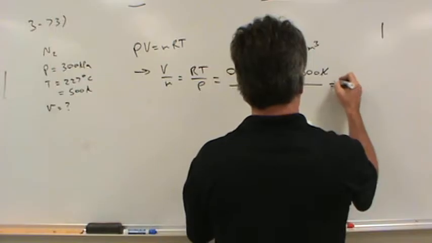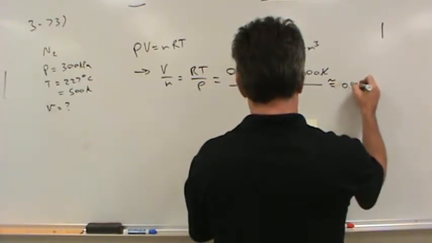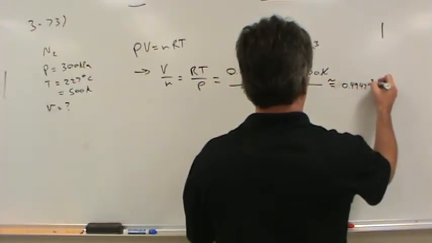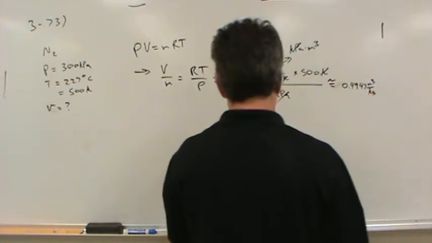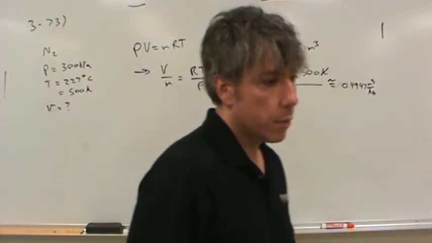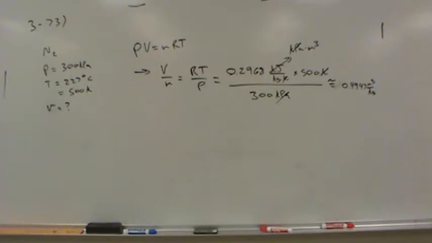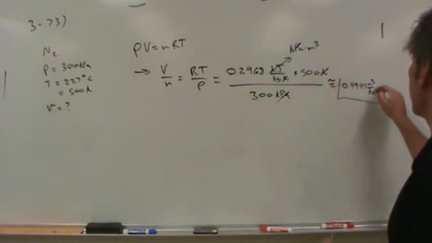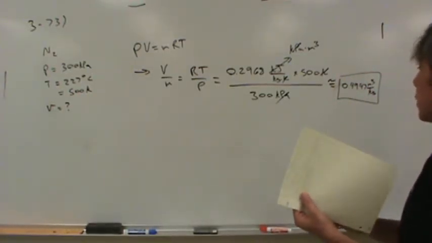Anyway, numerically, that comes out to about 0.4947 cubic meters per kilogram. Make sure that these numbers are the same. Yes, okay. So there's our answer. The specific volume is about a half a cubic meter per kilogram.